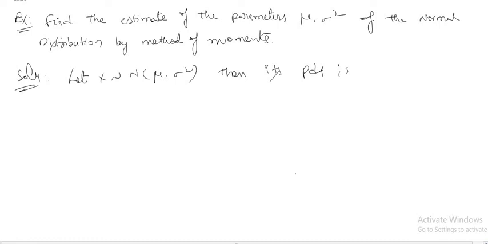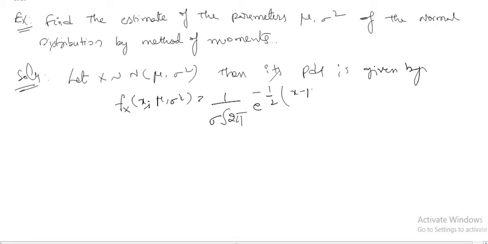Okay, today we will discuss finding the method of moments estimator of the normal distribution. Find the estimate of the parameters mu, sigma square of the normal distribution by the method of moments. Let x follow N(mu, sigma square), then its PDF is given by 1 by sigma root 2 pi e power minus (x minus mu by sigma) whole square. The x limits are minus infinity to plus infinity.